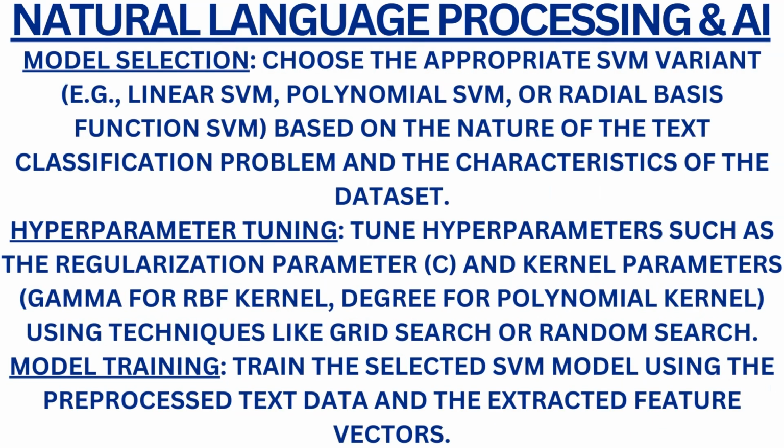Model selection. Choose the appropriate SVM variant, that is linear SVM, polynomial SVM, or radial basis function SVM, based on the nature of the text classification problem and the characteristics of the dataset. Hyperparameter tuning. Tune hyperparameters such as the regularization parameter and kernel parameters, gamma for RBF kernel, degree for polynomial kernel, using techniques like grid search or random search. Model training. Train the selected SVM model using the pre-processed text data and the extracted feature vectors.